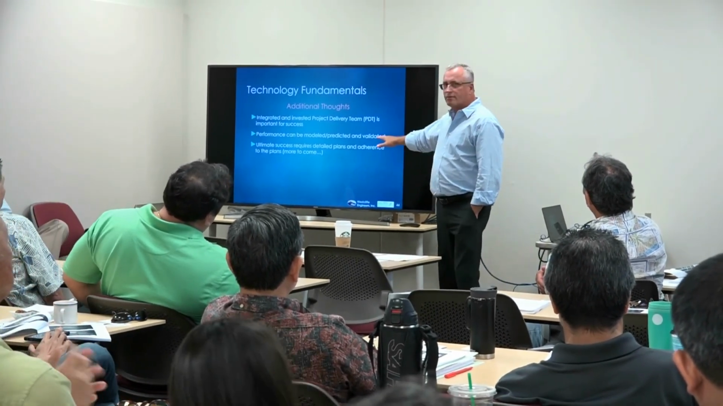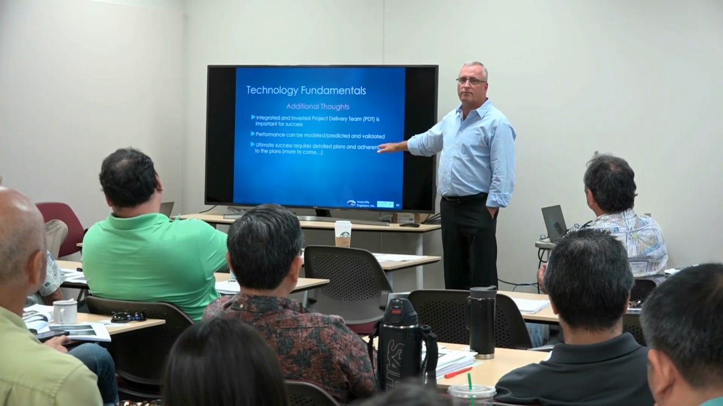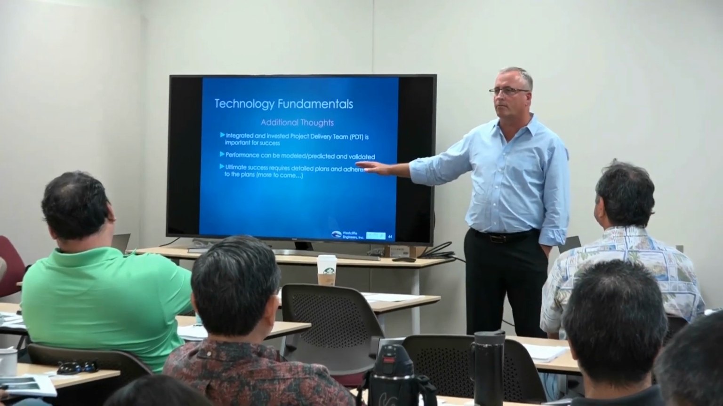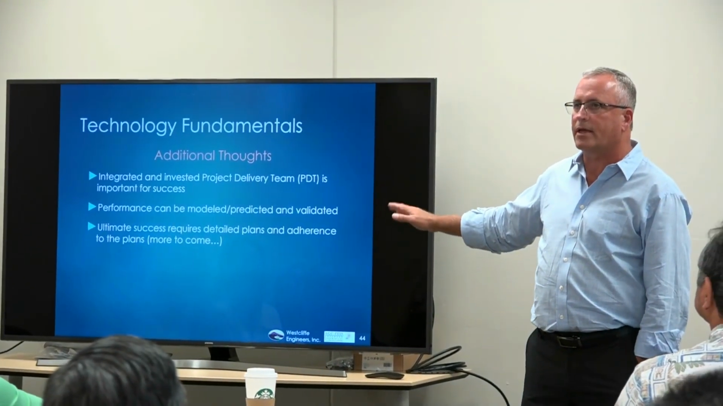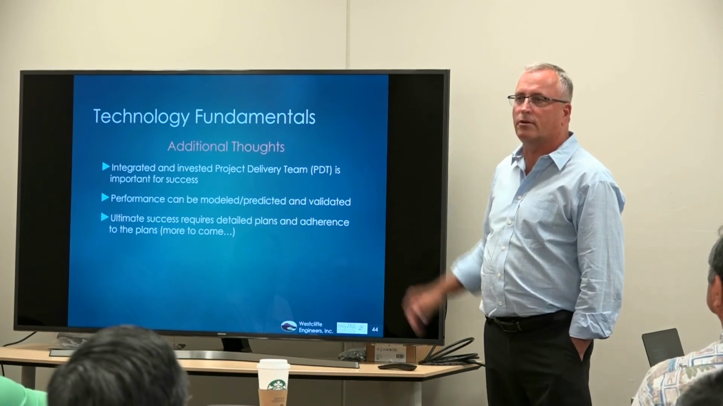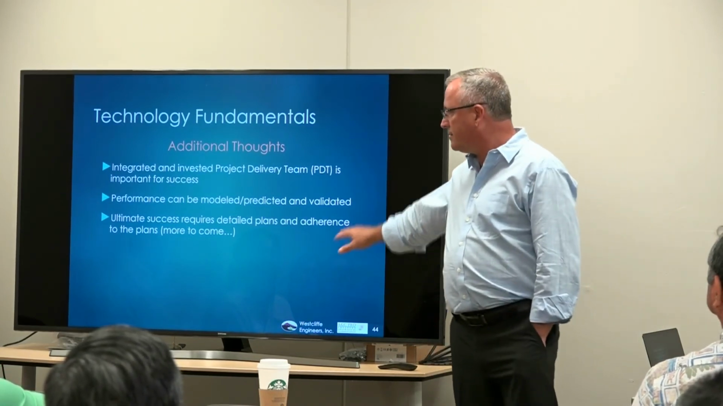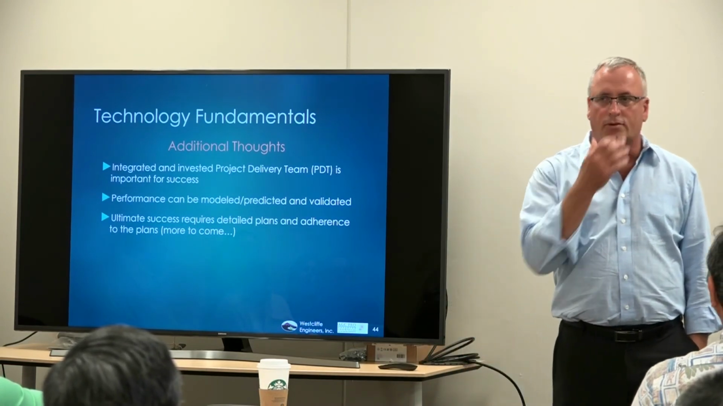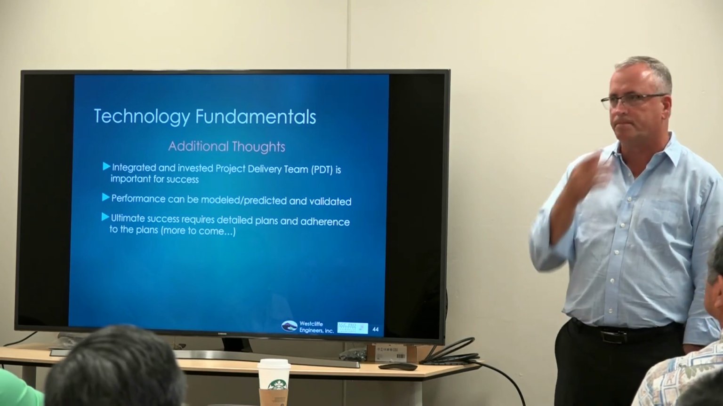Performance of any system can be modeled and predicted and validated. This can be done. Whether it works or not, we should try and model it ahead of time. We should try and get our predictions as close to reality as we can. But it can be done, and it should be done, and it should be validated when it's done, so you know what you got. And again, ultimate success requires detailed plans and adherence to the plans. We'll talk about that tomorrow when we talk about quality considerations.